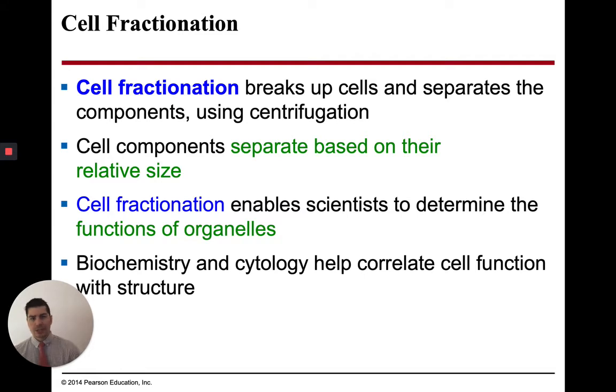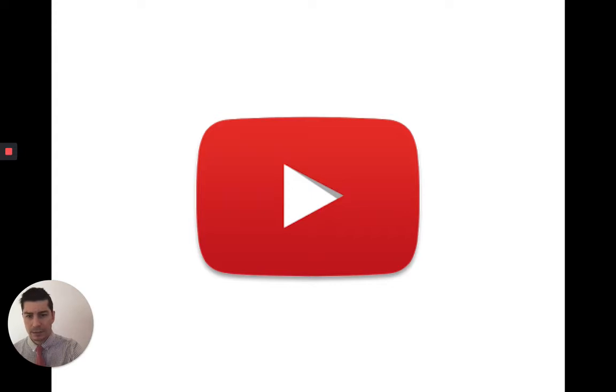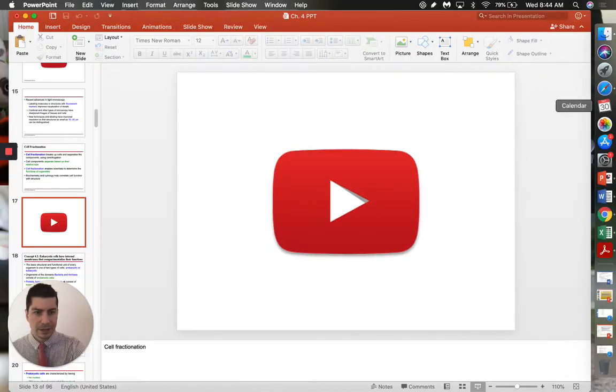So, cell fractionation. This is breaking up the cell into different parts. It might be the organelles. We could even go smaller than the organelles. What it's going to do is take things and separate them based on their size. Some organelles are going to be bigger than others. And I got a little video for you here on cell fractionation.